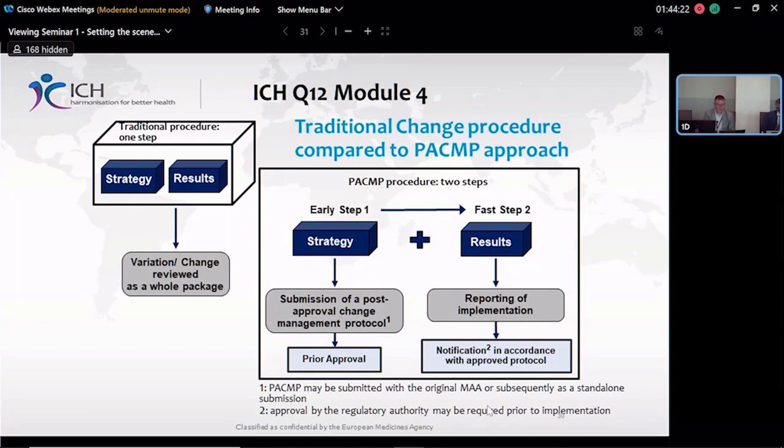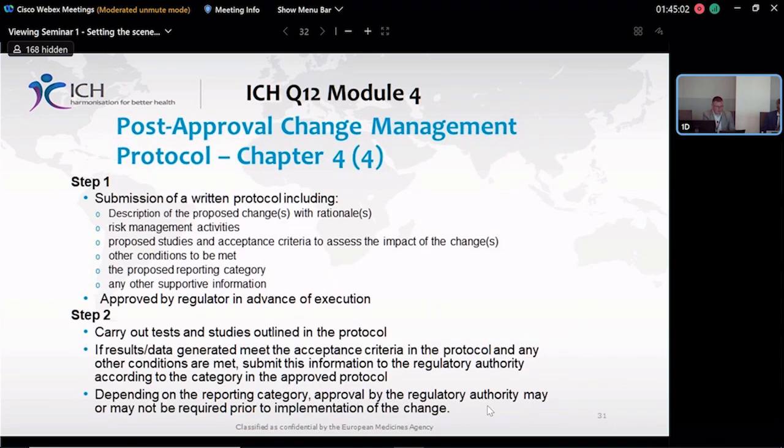So when that first part of the protocol is approved, there's absolute clarity for the industry and the regulator about this future change, what's intended to be done, and what we expect to be submitted. And then once they implement the change, they make their 3 batches, they generate the results, they can submit a notification to us, a Type 1A, to say, I've done what I said, I've met all the criteria you predefined, and now I'm implementing my new manufacturing site. So the second step can be very quick. It can be done by a notification because the assessment has been done up front of the strategy.